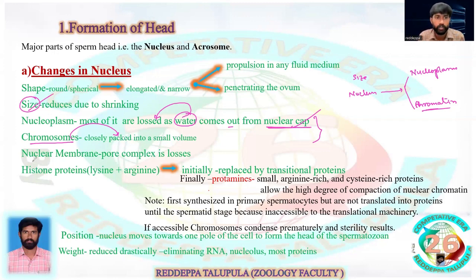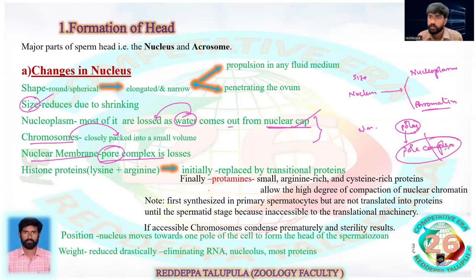Okay. Next, the nuclear membrane and the pore complexes present. We know that the nuclear membrane is a double membrane with pores, and those pores are filled with pore complexes. These pore complexes are lost during these events, that means during the changes happening in nucleus differentiation.